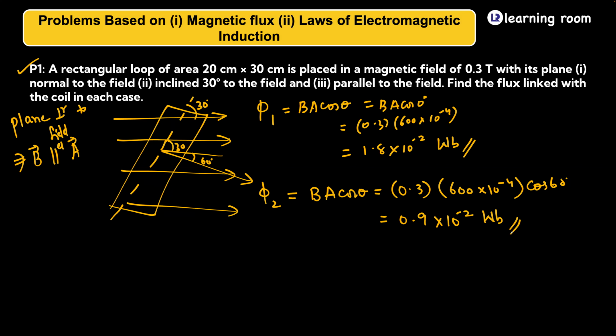Clear with that? So what about the flux in the third case? It is placed parallel to the field. So the coil is placed parallel to the field, in the sense that the area vector is in this direction and the magnetic field is like this. So the angle between them is 90. I'll get BA cos 90, which says the answer is 0. So there is no flux linked at all. Am I clear with that?